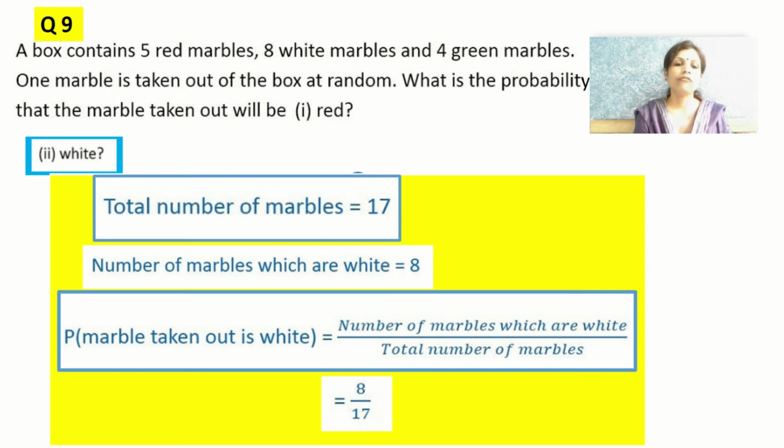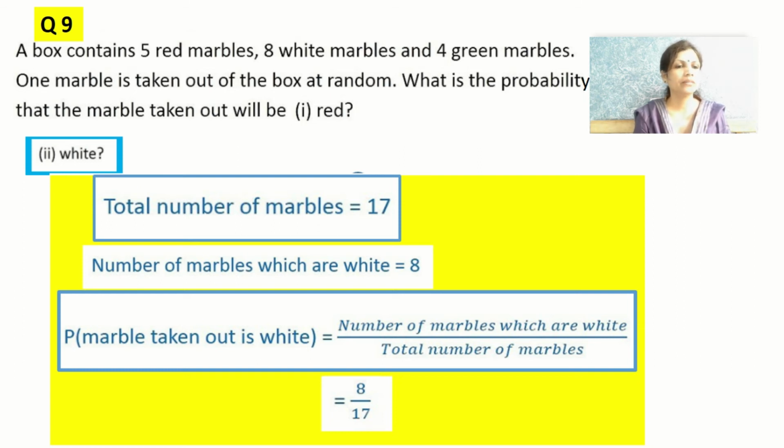Total number of white marbles is given to us as 8. Let's use our formula that the probability of the marble taken out being white in color is the number of marbles which are white upon the total number of marbles. We have all the values with us, so let us substitute: 8 upon 17. So the probability that the marble taken out is white in color is 8 upon 17.